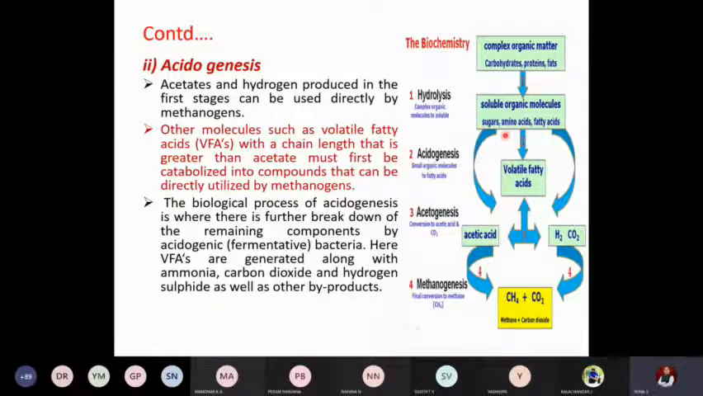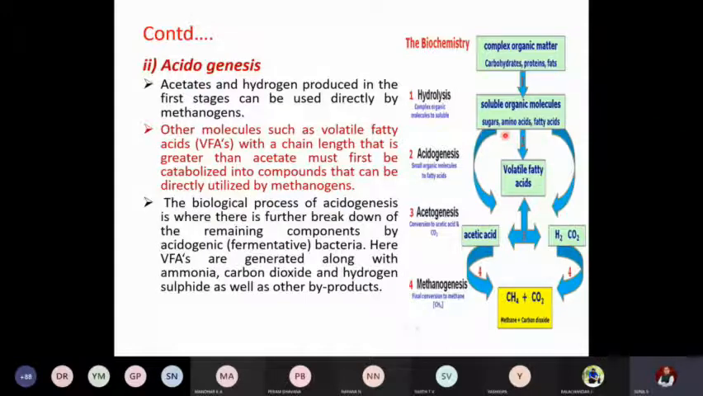Okay, so the biological process of acidogenesis breaks down the remaining components which were not broken down in the first phase. Usually the fatty acids which have a very thick chain will not be broken down in the first phase. So those volatile fatty acids will be broken down into ammonia, carbon dioxide and hydrogen sulfide. So these will be the byproducts. So this is the second step.